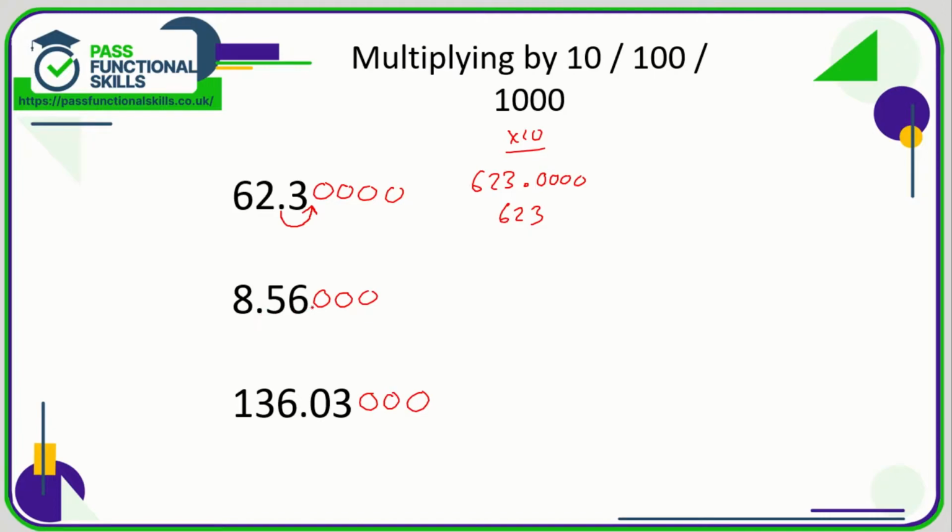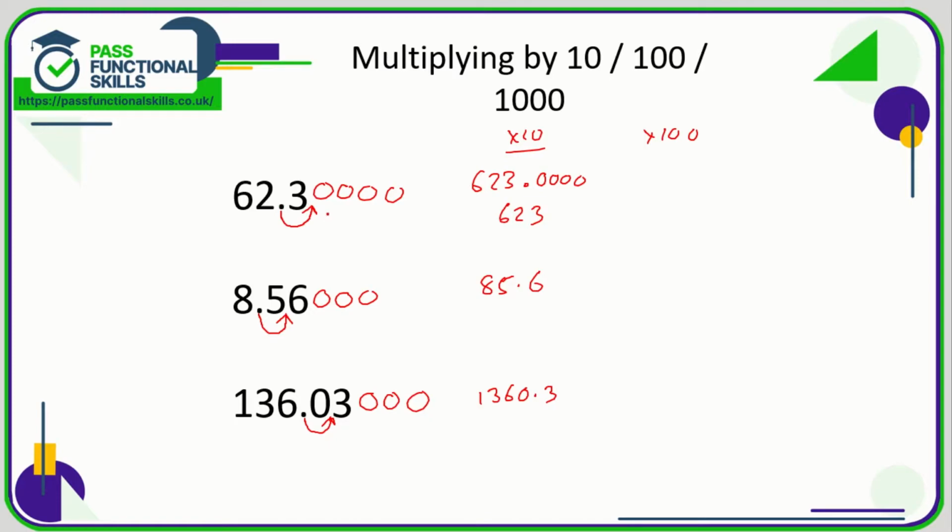8.56 times 10. For this one, we didn't actually need to put in any extra zeros. Just move the decimal point one position. That becomes 85.6. 136.03, move the decimal point one position. 1360.3.